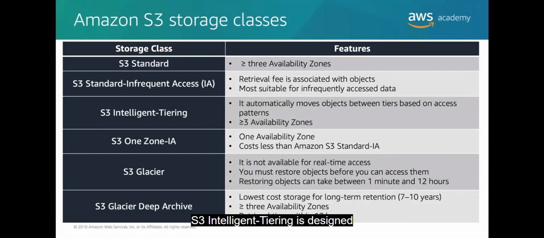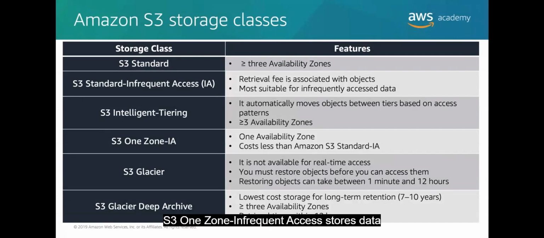S3 Intelligent Tiering is designed to optimize cost by automatically moving data to the most cost-effective access tier without impacting performance or operational costs. S3 Standard Infrequent Access is optimized for long-lived and less frequently accessed data. For example, backups and older data that are accessed less frequently, but still require high performance.